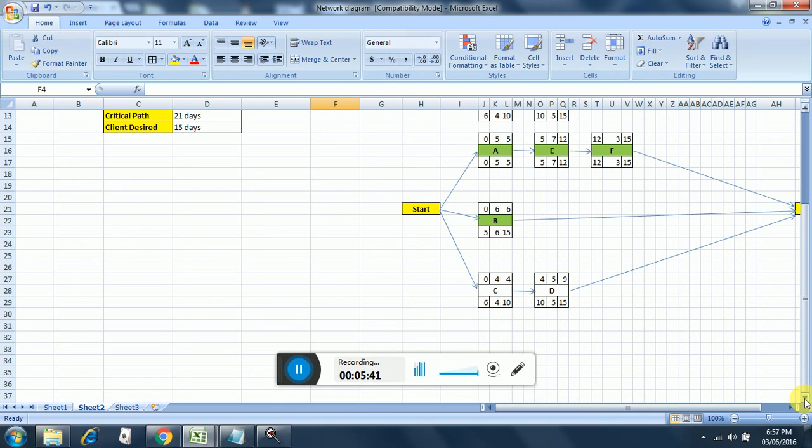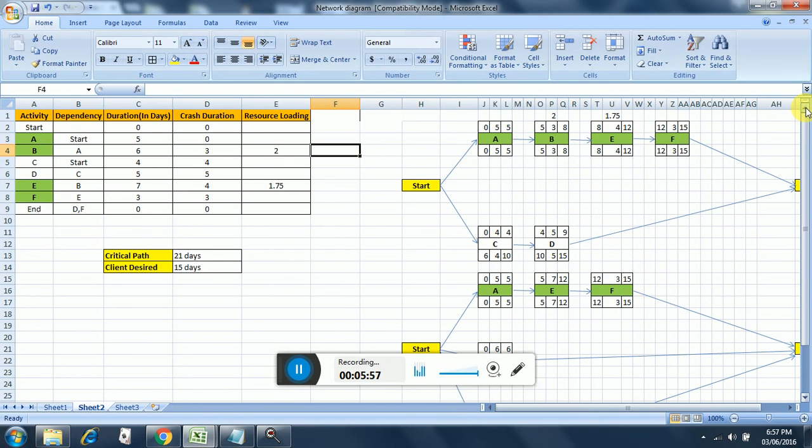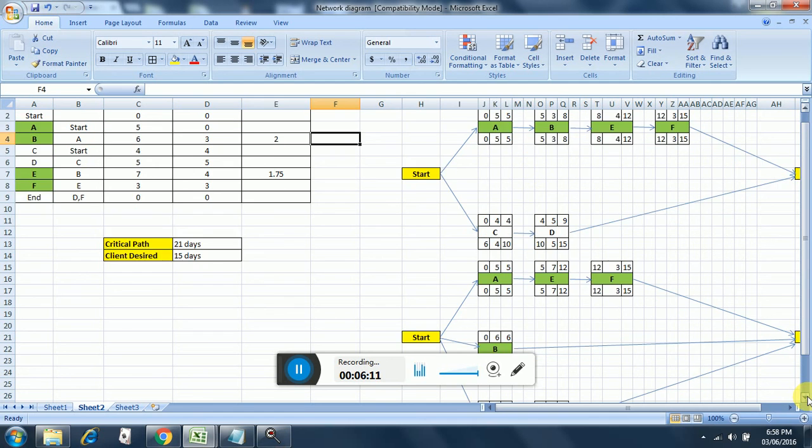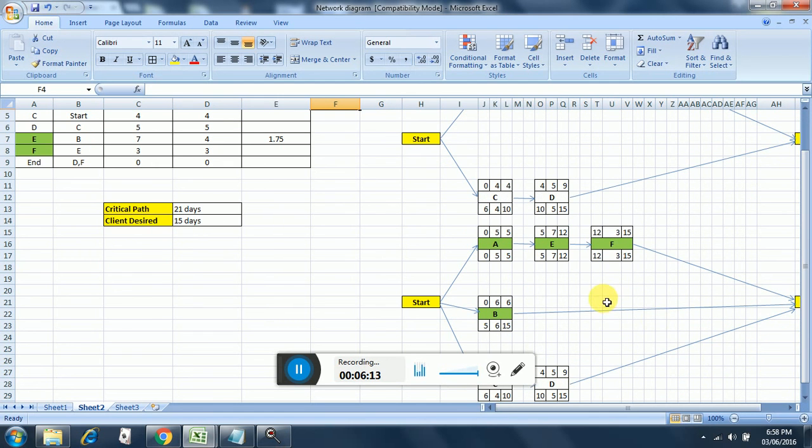In fast tracking, when we do activities in parallel, we remove the dependencies. Here we have removed the dependency between A and B. If you go up and see here, we had a dependency of A on B. So only after A completes we can start activity B. But what we did here was remove the dependency and make activity B parallel to activity A. So activity B starts at the same time as activity A.